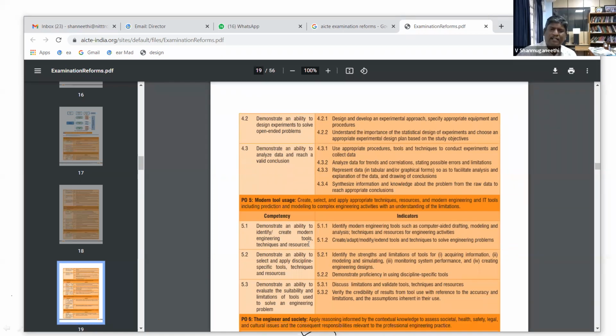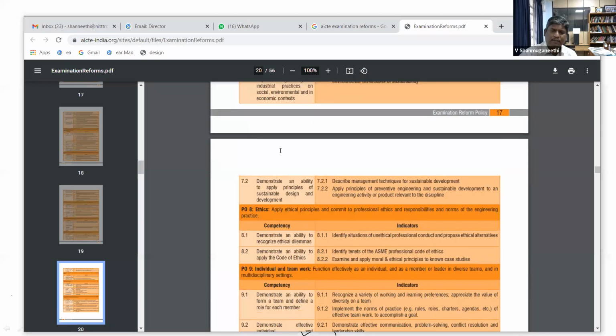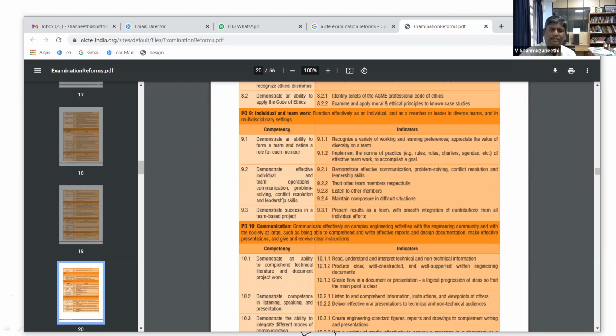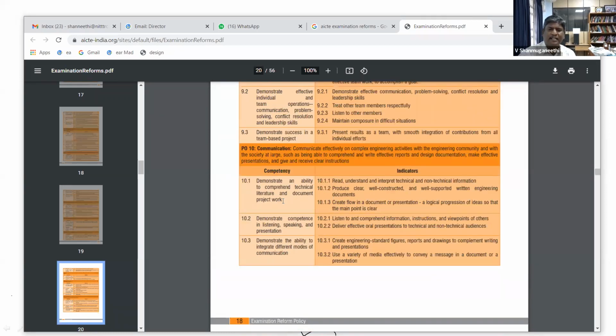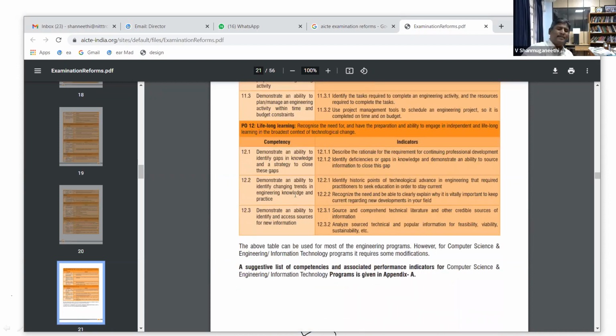Right. So engineering and society is more on the affective domain, and environment and sustainability is also more on the affective domain, and there are 2 competencies here. PO8 has 2 competencies, PO9 has 3 competencies, PO10 has 3 competencies, PO11 has 3 competencies, PO12 has 3 competencies. So totally there are 12 POs.